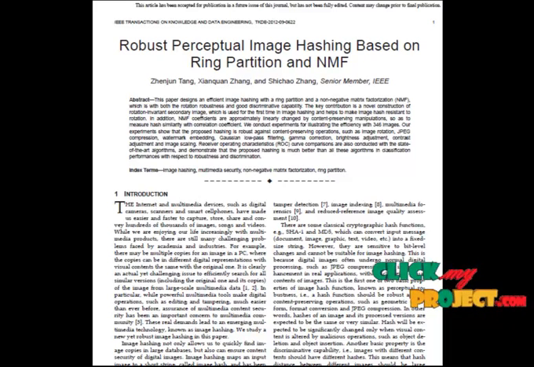A key component of our hashing is the construction of a secondary image, which is used for the first time in image hashing. After that, the resistance to rotation and the discriminative capability of the proposed hashing are attributed to the use of NMF, which is good at learning parts-based representation.